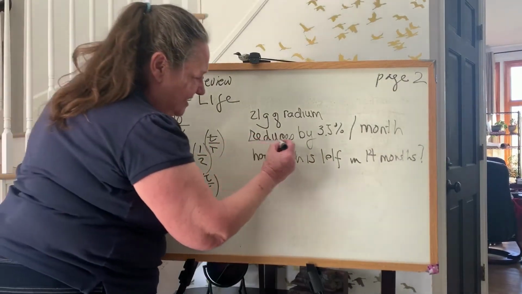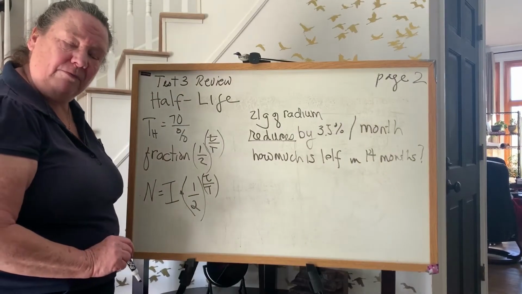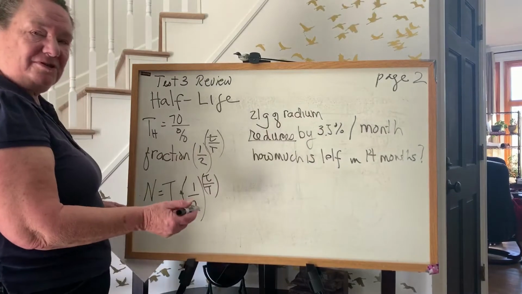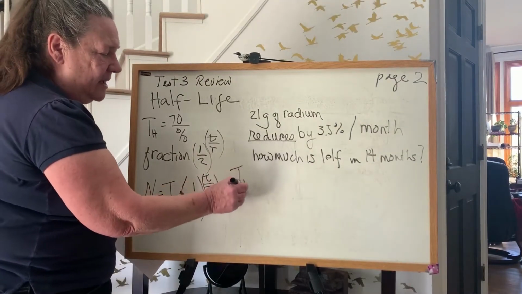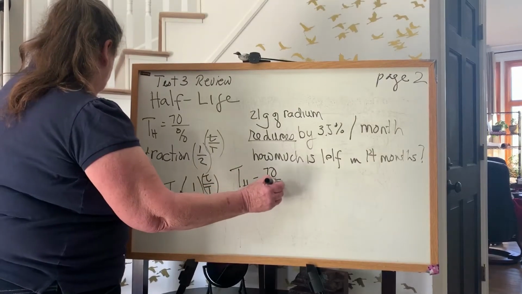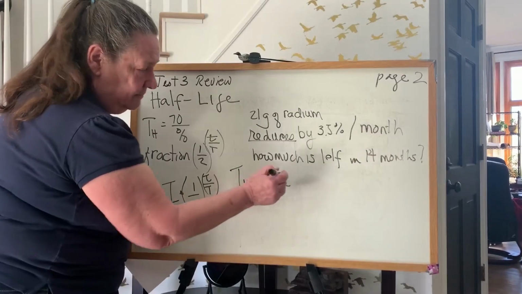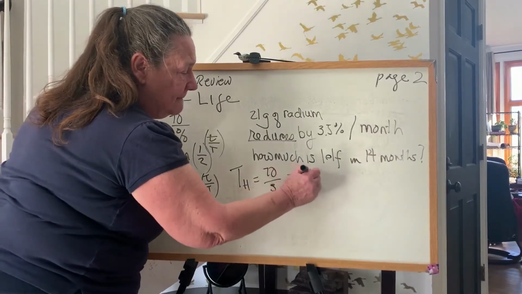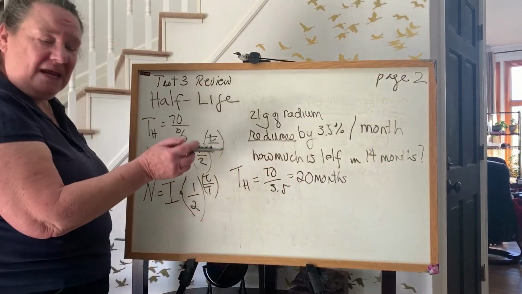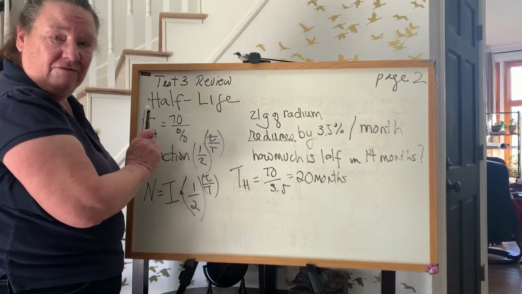Well, the fact that it says reduces tells you that you're going to use the half-life formula. Okay? So it reduces by 3.5% per month. The time to half is 70 divided by 3.5, and that gives you 20 months. Okay? So that means in 20 months, you'll have 10.5 grams.